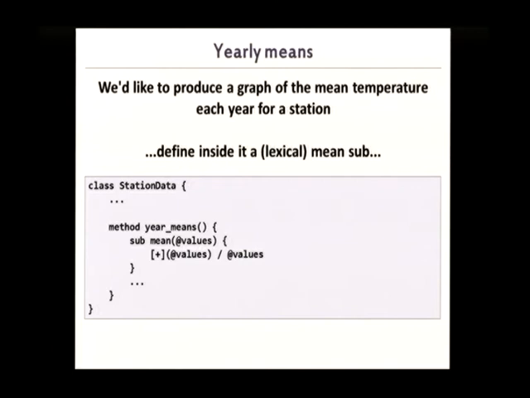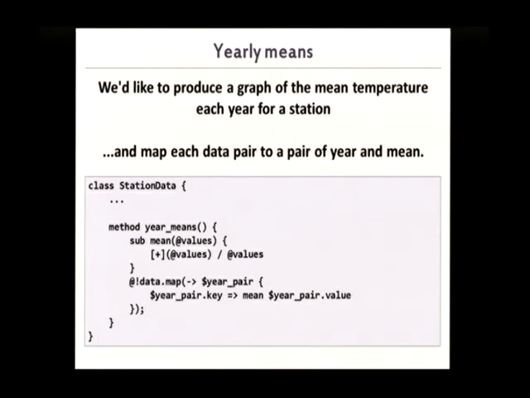So, now we take the data, and we'll map it. And if you remember, it's a set of pairs. It's pairs of year. Now we have a list of pairs and yield.